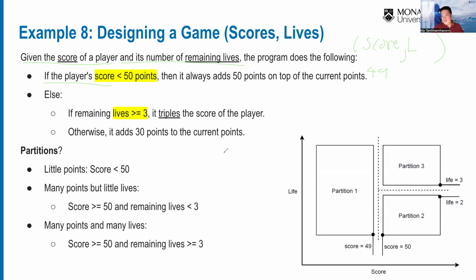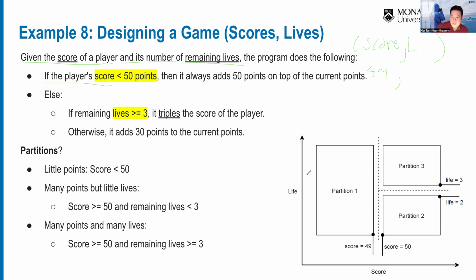Wow. Okay, what is that? So complex logic here. We have, if the player score is less than 50 points, it will add 50 points. So we have the score, and it will return, if it is less than 50, then plus 50. Otherwise, if remaining lives are greater than 3, it triples the score of the player. Otherwise it adds 30 points to the current points. So basically it returns the final point. All right. So how many partitions here?